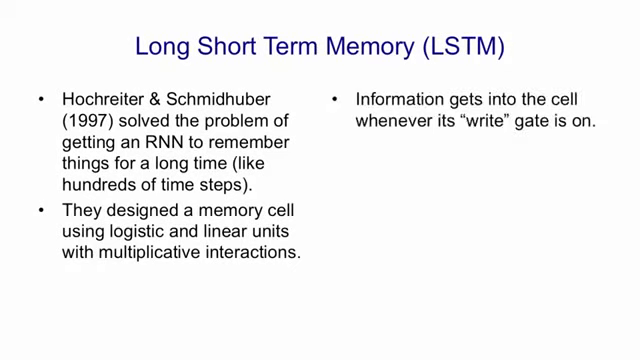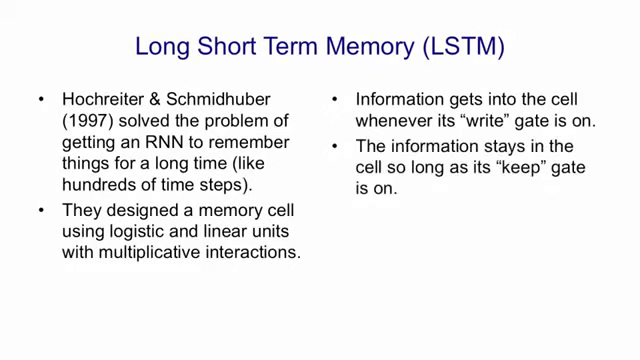So information gets into the memory cell whenever a logistic write gate is turned on. The rest of the recurrent network determines the state of that write gate, and when the rest of the recurrent network wants information to be stored, it turns the write gate on, and whatever the current input from the rest of the net to the memory cell is, gets stored in the memory cell. The information stays in the memory cell so long as its keep gate is on. Again, the rest of the system is determining the state of a logistic keep gate, and if it keeps it on, then the information will stay there.